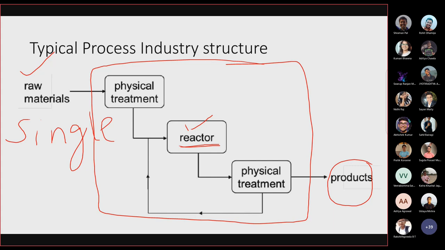Also, the mass transfer operations we are learning, starting from distillation, absorption column, extraction column, crystallization, all these methods are exclusively taught in the chemical engineering curriculum. Only chemical process engineers know them. That's why chemical process engineers play a crucial role in any process industry.